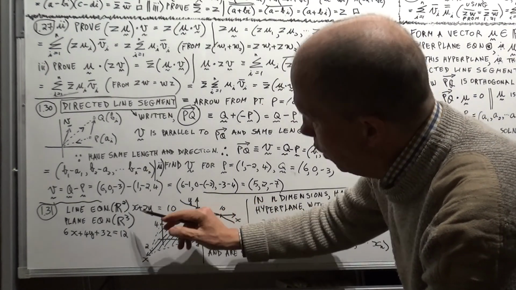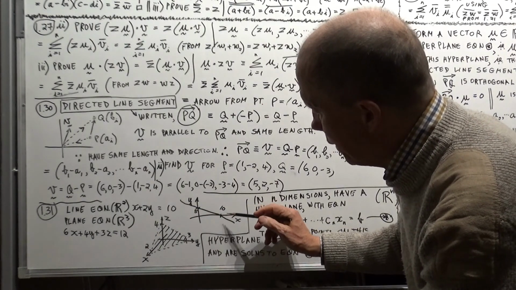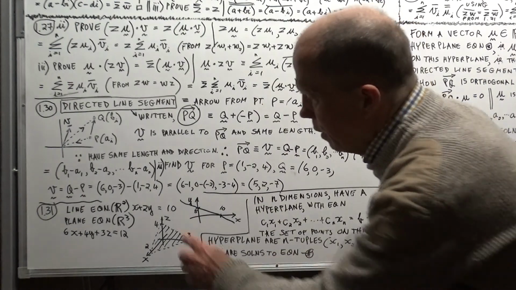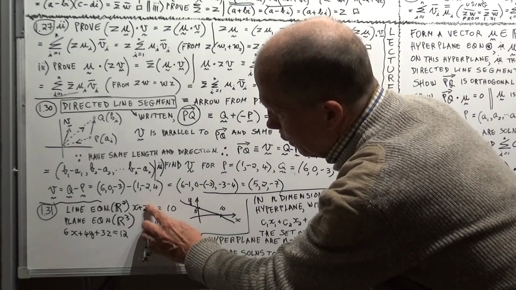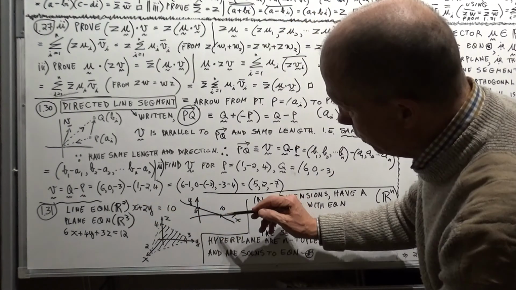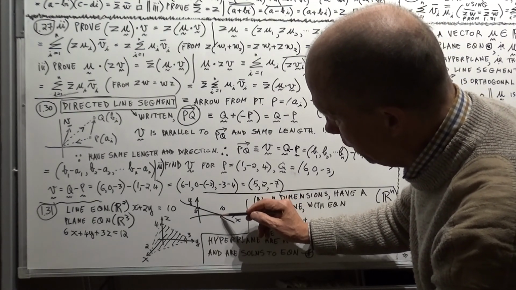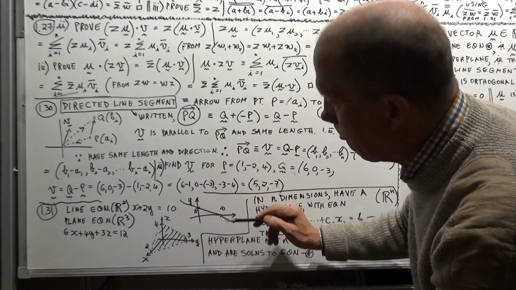Right, so this line, where does it cross the x-axis? Well, when it crosses the x-axis, y is 0, so the y's drop out, and you're just left with x is 10. So it crosses the x-axis here at x equals 10. So this point here is coordinate 10.